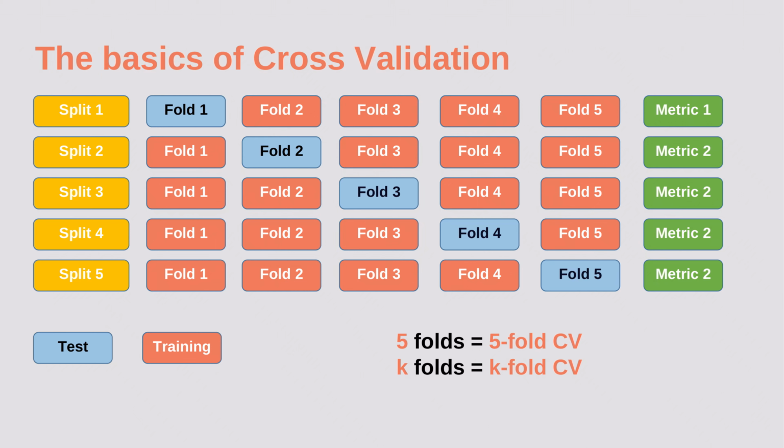Since we are splitting the data into 5 folds, it is called 5-fold cross-validation. If we split the data into 6 folds, it would be called 6-fold cross-validation. In general, if we split the data into k folds, it is called k-fold cross-validation. However, there's a trade-off. The more folds we use, the more computationally expensive the process becomes. This is because we need to fit and predict the model more times, which takes up time and resources.